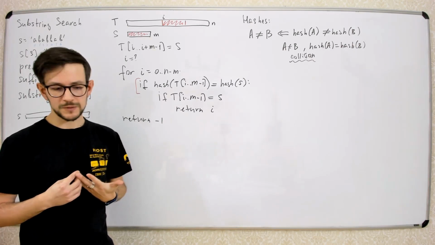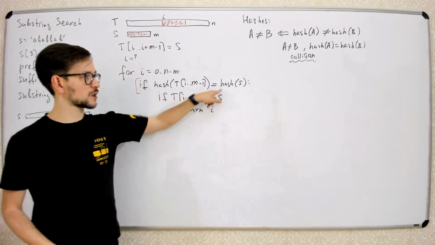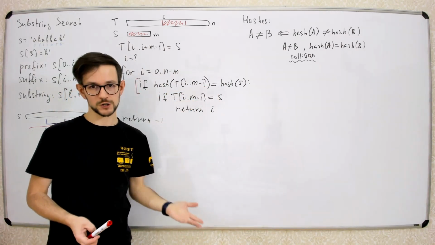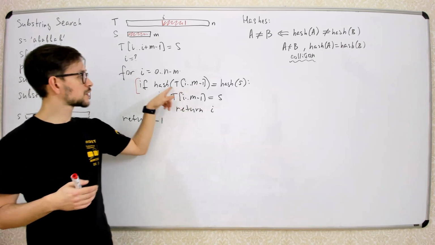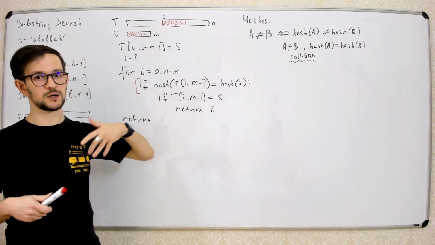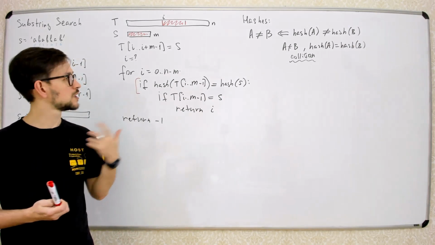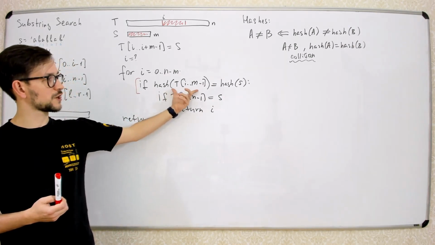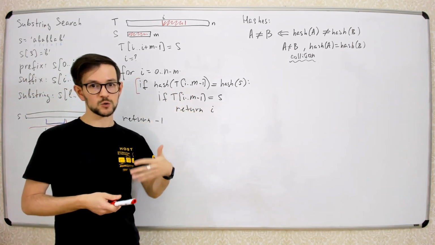The second problem is that if you want to compare these two hash functions, we actually need to calculate them. And calculating the hash function of a string takes linear time. So this calculation of hash functions actually takes linear time, so we didn't improve anything. If you just take a substring and try to calculate its hash function, you need to iterate over all characters of this string.